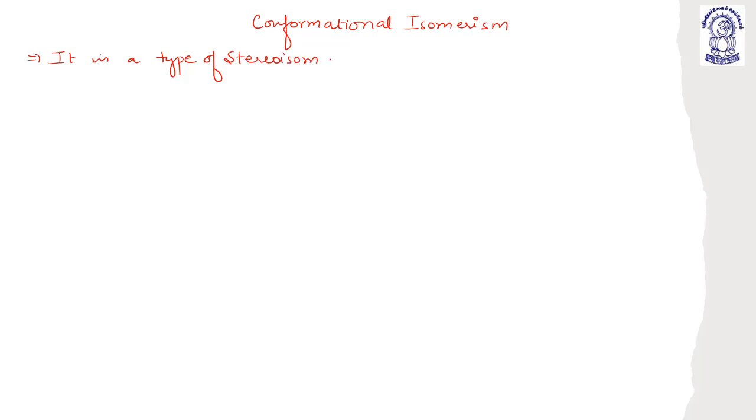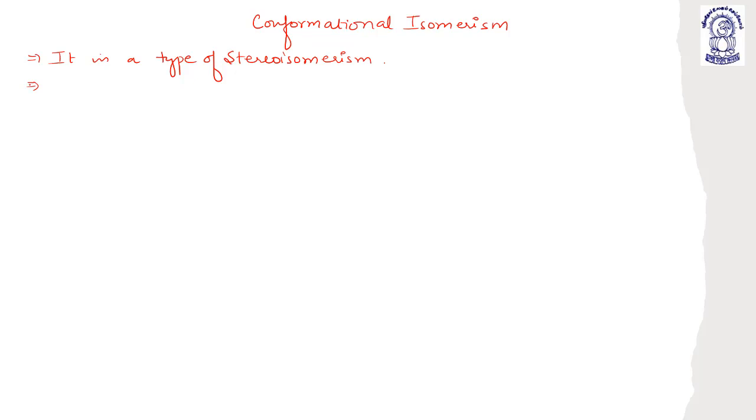My dear students, I am going to start with conformational isomerism. Conformational isomerism is shown by alkanes. It is a type of stereoisomerism.